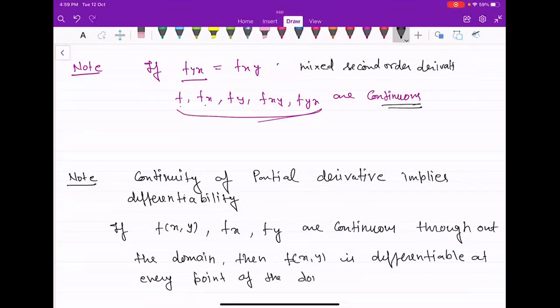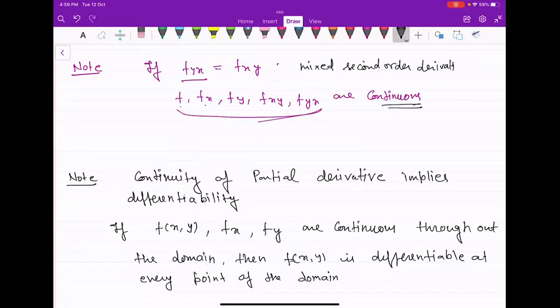ठीक है, तो यहाँ पे इतना सिंपल नहीं है जैसे कि आपका वन डायमेंशन में था कि आपने बोला कि डिफरेंशिएबल है तो कंटिन्यूअस होगा ही होगा, या कंटिन्यूअस है तो वी कैन नॉट से इट इज डिफरेंशिएबल. It may or may not be differentiable. But in the case of partial derivatives, whenever we say the function is differentiable, तो इसका मतलब क्या होगा? If the function and its partial derivatives are all continuous, then the function is differentiable.